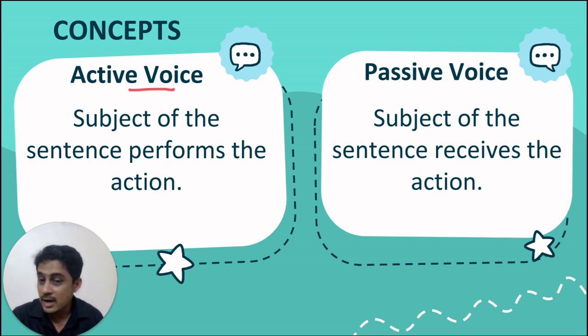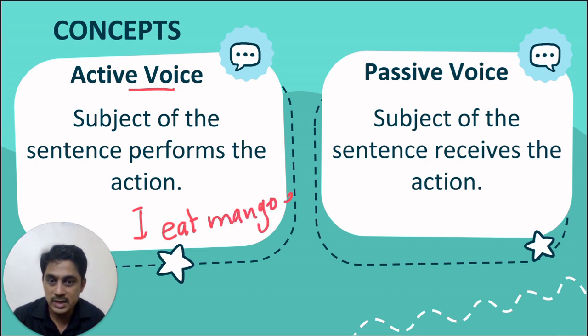For example, I'll write a sentence here. I eat mangoes. In this sentence, eat is a verb and I is subject, and you can easily understand mangoes is object. Now in this sentence, the subject of the sentence is performing the action eat. Action is eat. Who is performing the action? I. The subject is performing the action. That's why this sentence is in active voice.